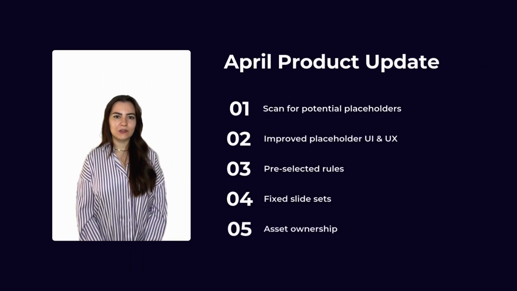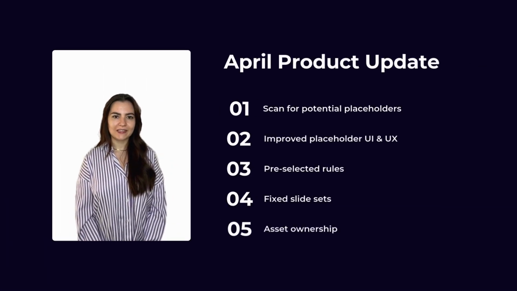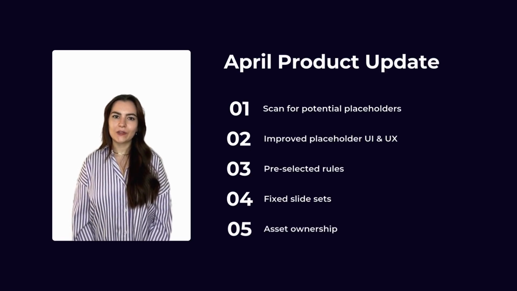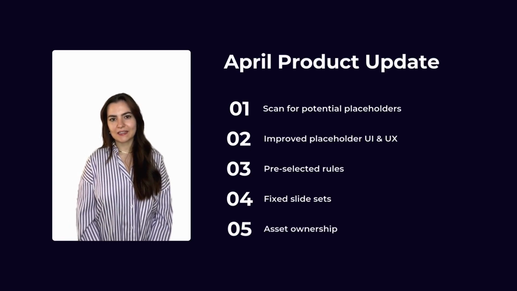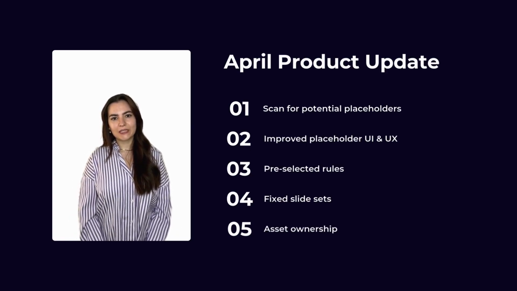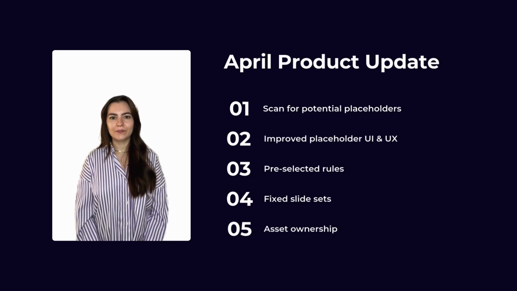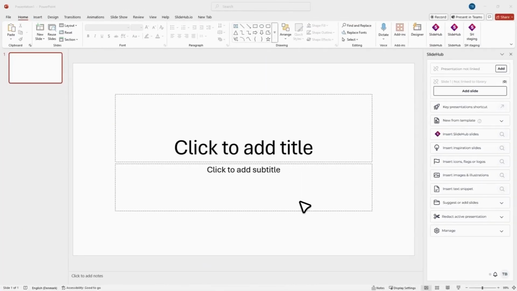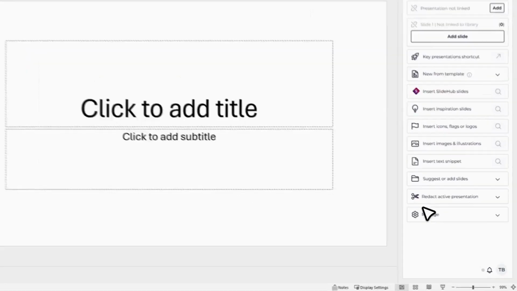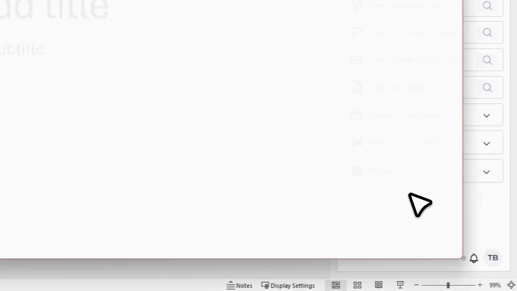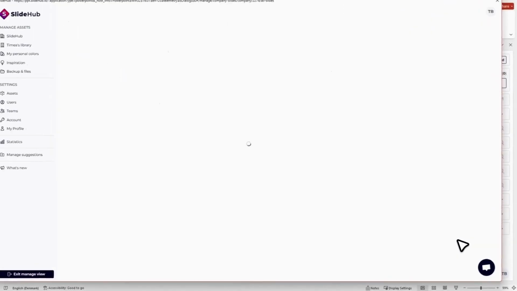Lastly, we are excited to introduce ownership for individual assets. With this update, managers can now assign clear ownership to specific assets. This helps improve content management, makes it easier to track changes, and reduces confusion. Users with admin rights like managers and editors can now assign one or multiple owners to specific assets. This makes it easier to manage content, track changes, and ensure accountability across teams.